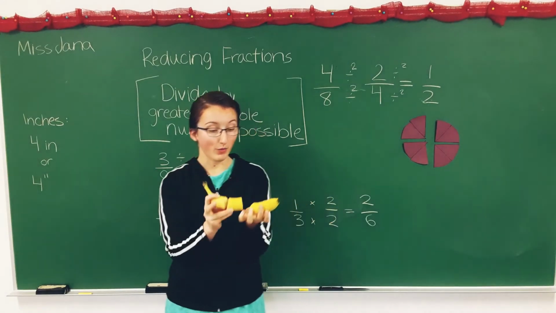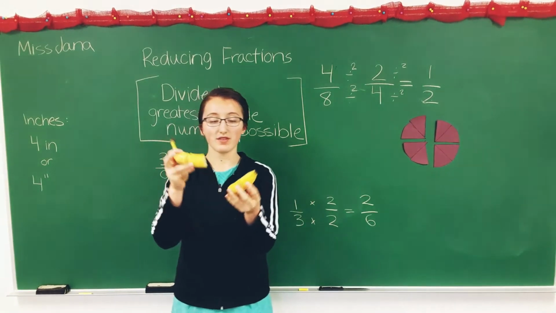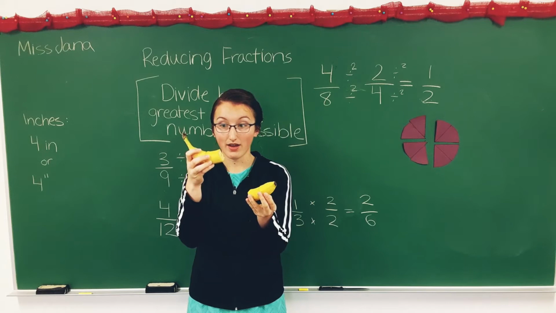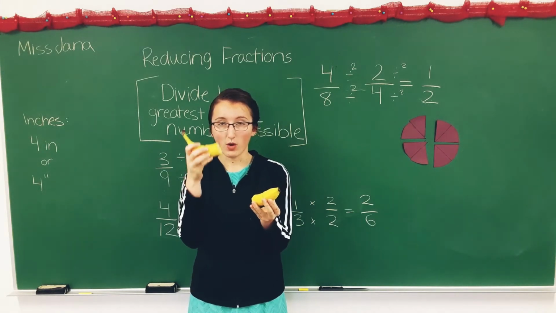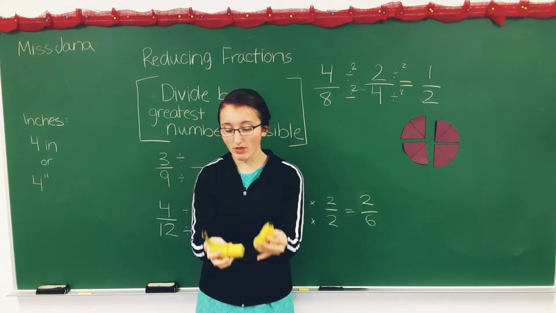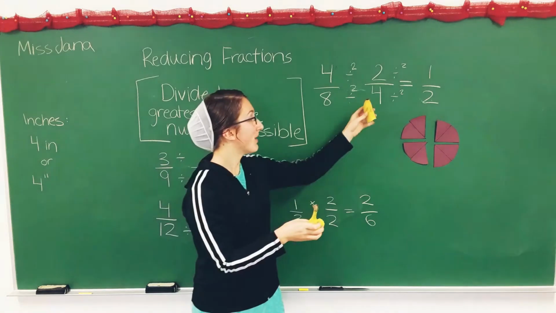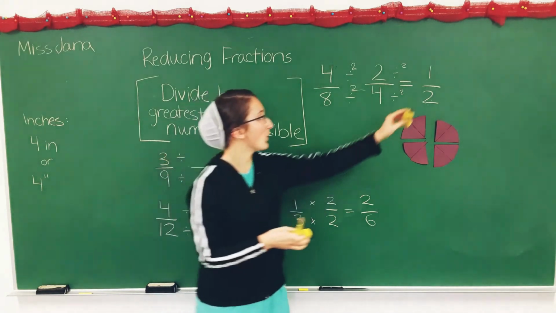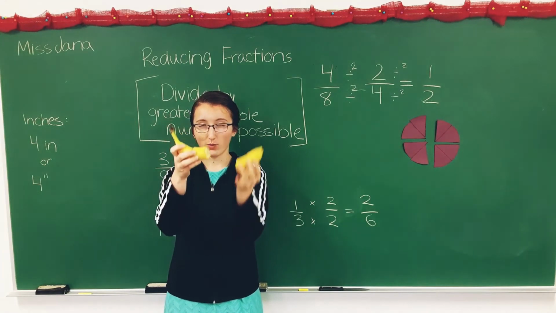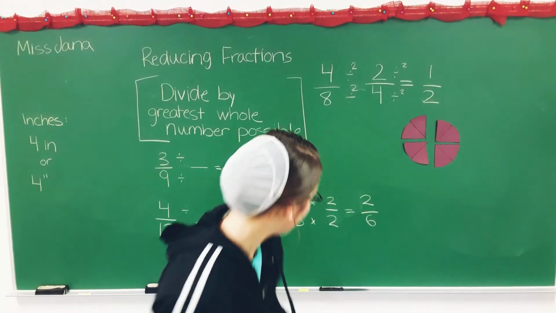2 out of 4, so 2/4. So this fraction, 2/4 of the banana, is the same as 1/2. Do you see that? 2/4 is equal to 1/2, but it's still 2/4, right? So we can make the fraction bigger, but still equal 1/2. So 1/2 times 2 is 2/4, still 1/2. It's the same. Okay, so I'm going to put that down.